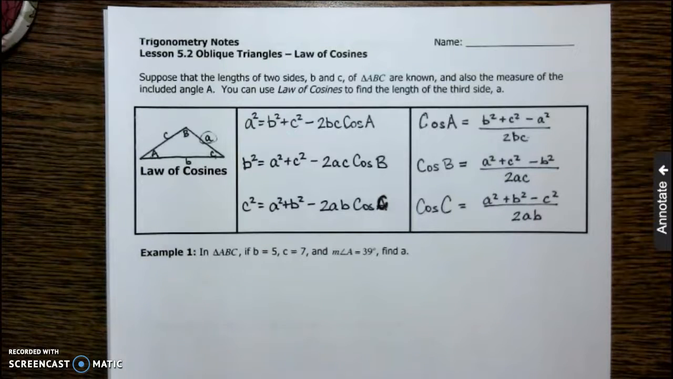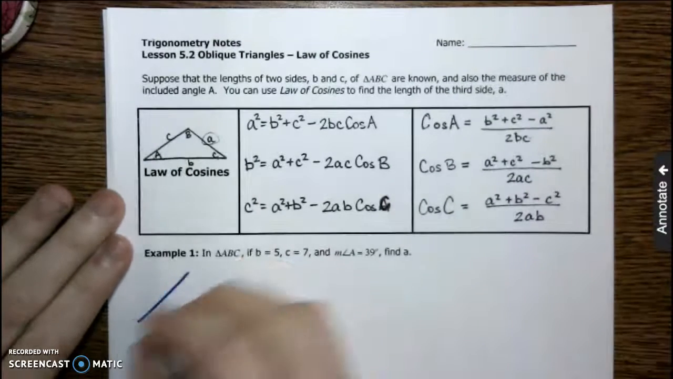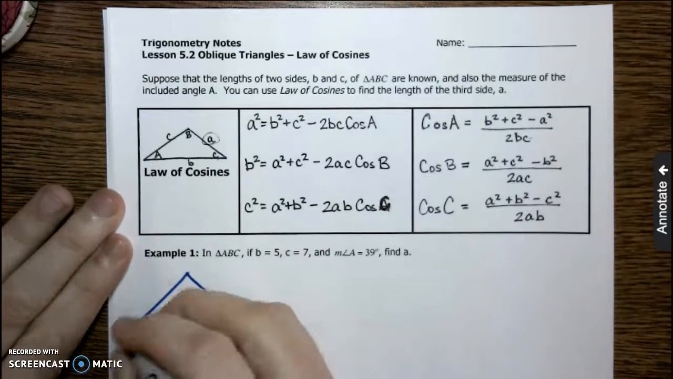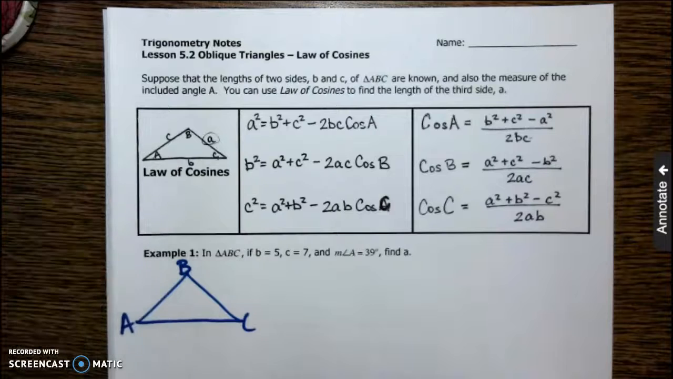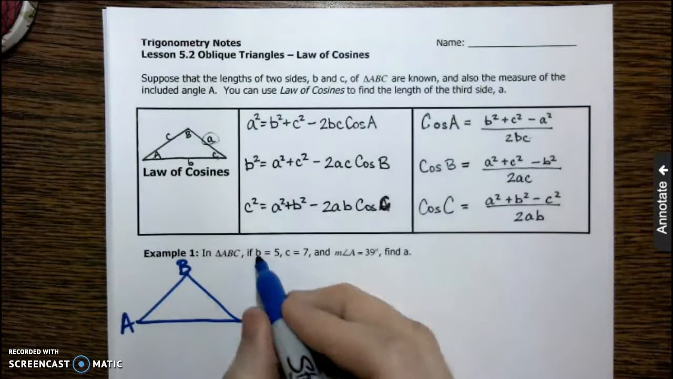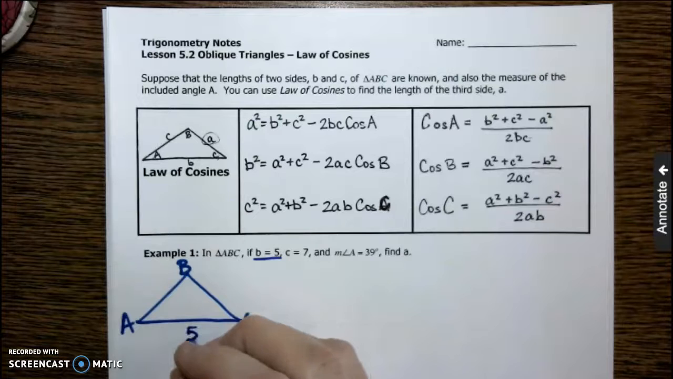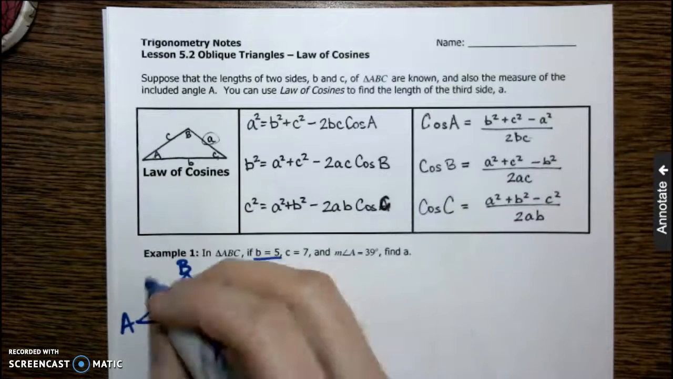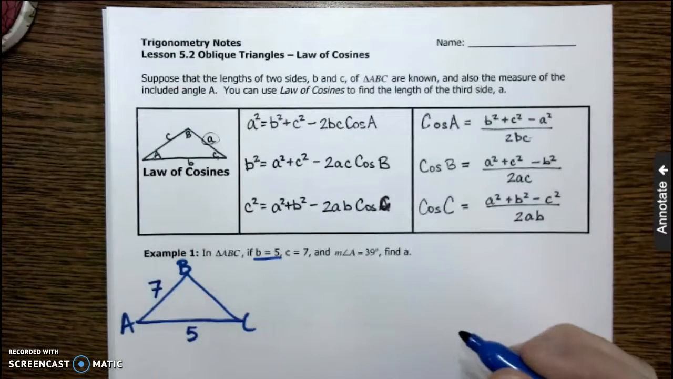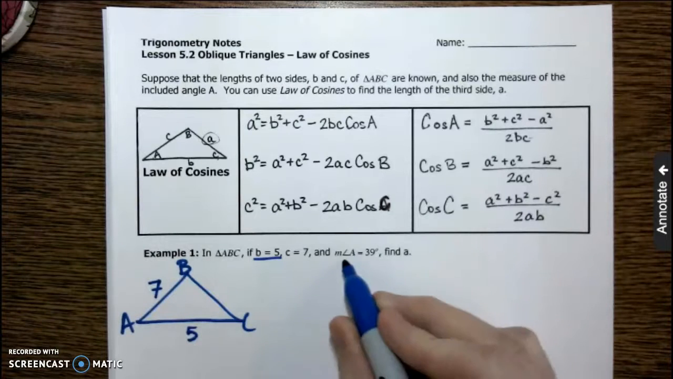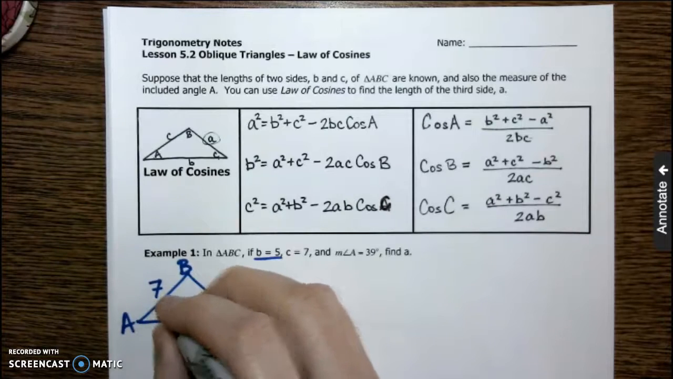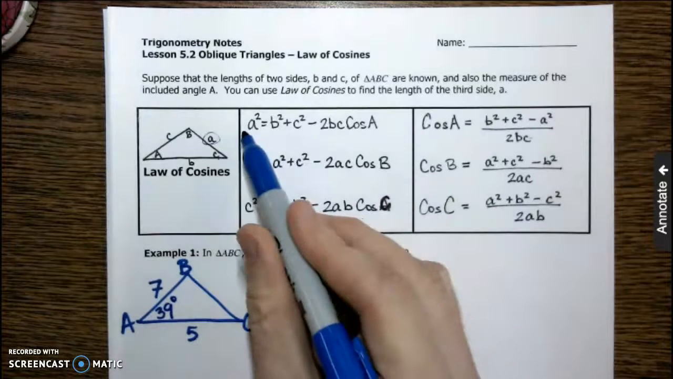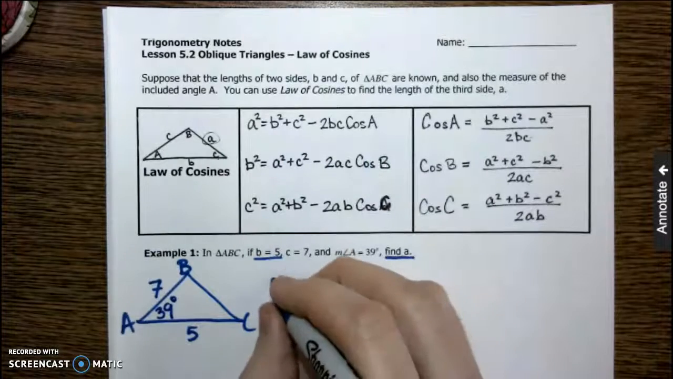So in example 1, let's draw the triangle ABC that they are referring to. I always recommend drawing the triangle. So I've got triangle ABC, little b is 5, so that's opposite of angle B. Little c is 7, so that's opposite of angle C. Capital A is 39 degrees. And they want us to find side a. So we're going to use this first one where it says a squared. So let's write down the theorem.